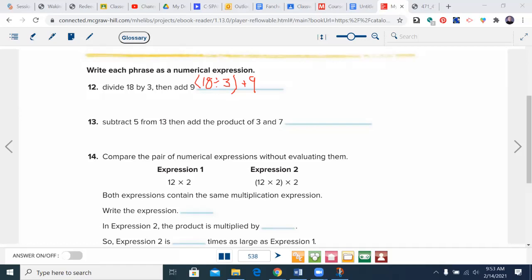Welcome back. Let's see how you did. Subtract 13 or 5 from 13, then add the product of 3 and 7. So I'm going to go 13 minus 5 plus 3 times 7. So that's going to be 8 plus 21, which will give us 29.